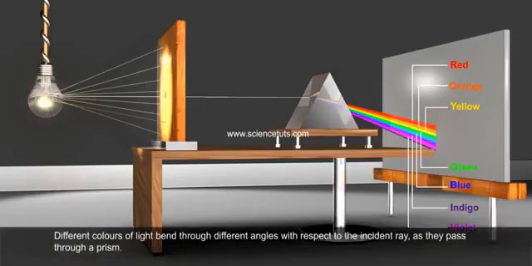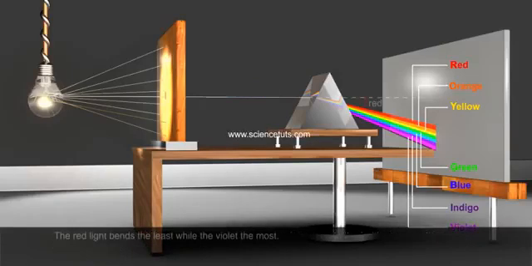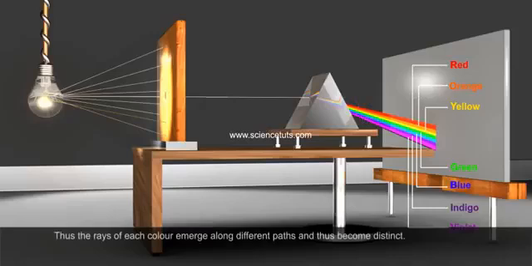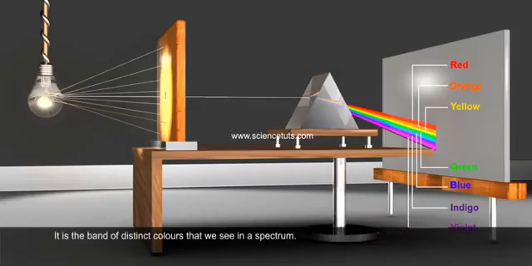Different colors of light bend through different angles with respect to the incident ray as they pass through a prism. The red light bends the least, while the violet the most. Thus, the rays of each color emerge along different paths and thus become distinct. It is the band of distinct colors that we see in a spectrum.